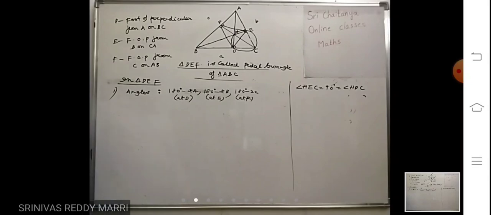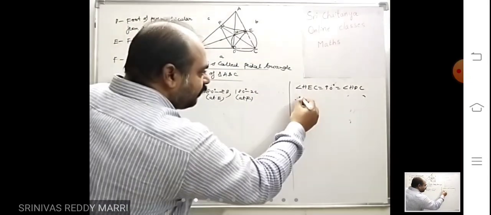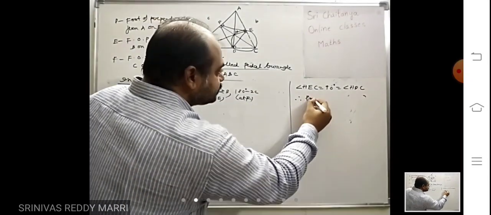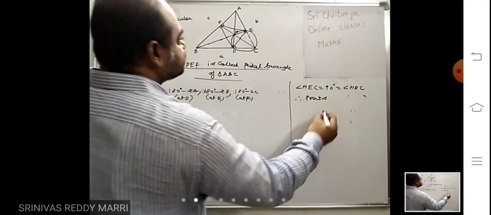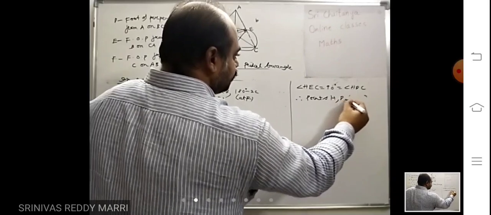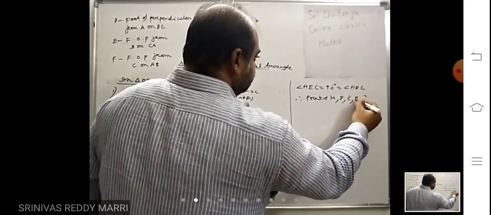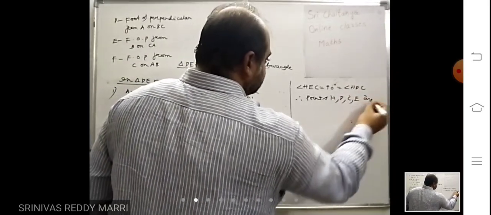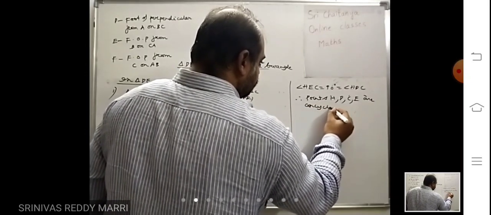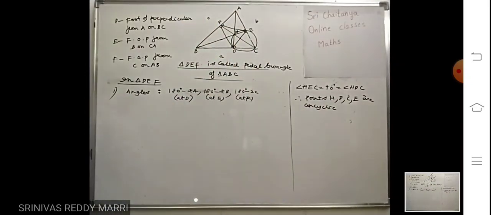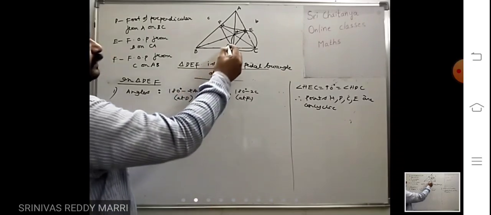Look here again. The points I am writing here, H, D, C, E are concyclic. That means they will lie on a circle, and this is nothing but a cyclic quadrilateral. Right? Now look at another diagram.